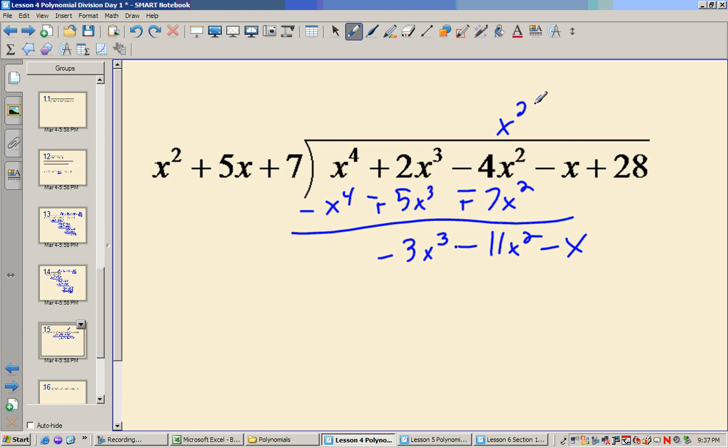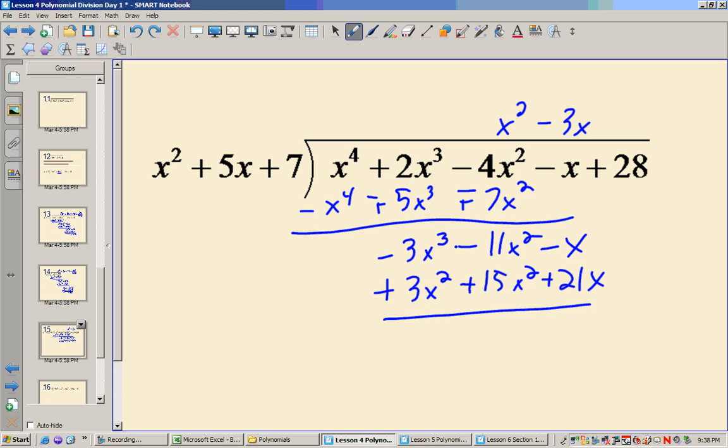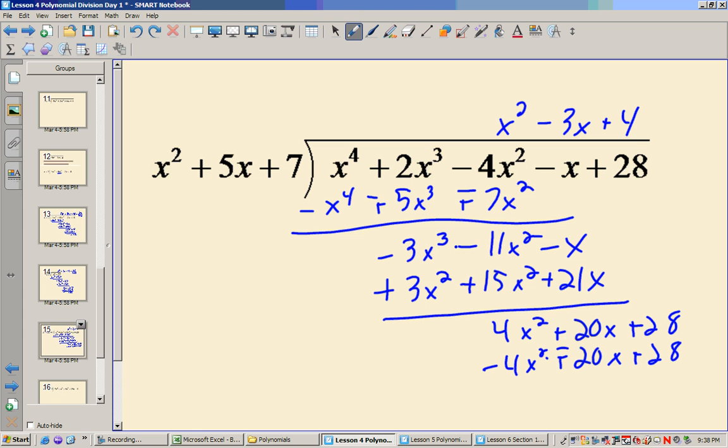What times x squared is negative 3x cubed? That's negative 3x. So negative 3x cubed minus 15x squared minus 21x. When I subtract, that changes all these signs. So this becomes 4x squared plus 20x plus 28. Now what goes in here? That has to be 4. So that's 4x squared plus 20x. Oh, plus 28, wonderful. This works out perfectly, and there is no remainder.